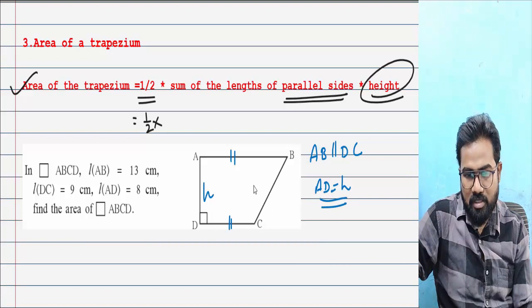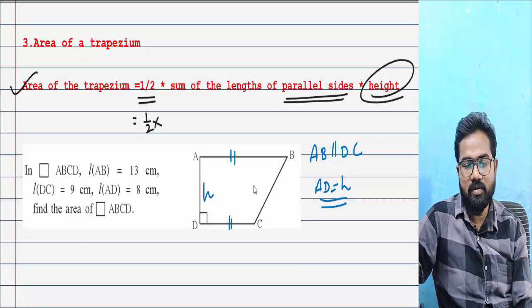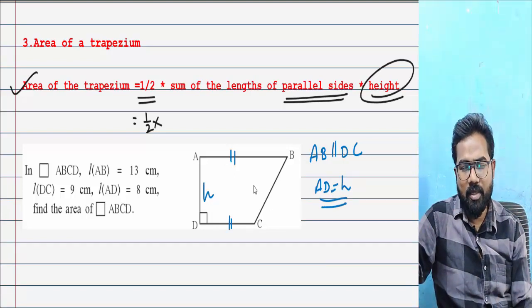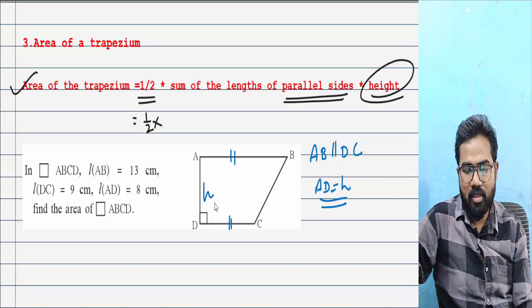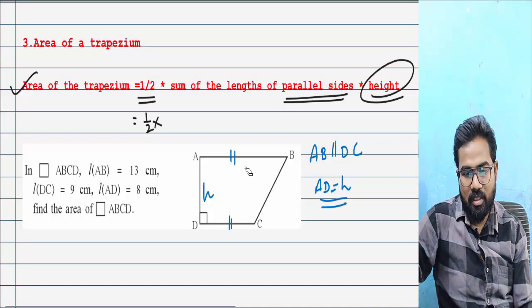Now, the trapezium has two types. The isosceles trapezium is also there. In an isosceles trapezium, student, the length of AD will be the same as the length of BC. That is the isosceles trapezium. But here it is not given that AD is equal to BC. Only the height and the parallel sides are given. You can see in this image ABCD, two sides are parallel. AB is parallel to DC and this height is given as H.